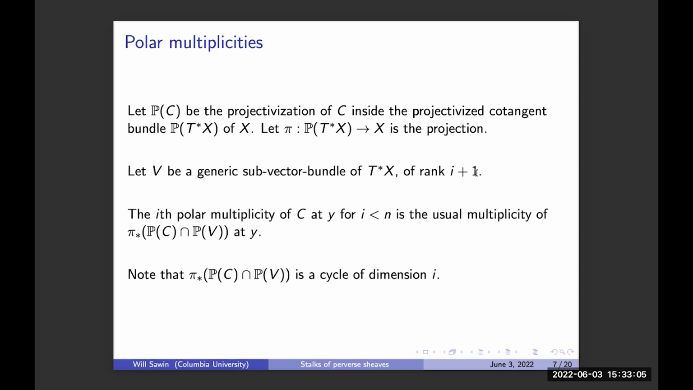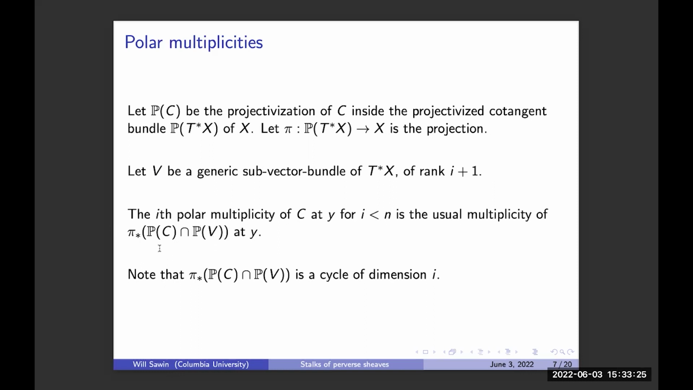Defined at least in a neighborhood of the point Y. It doesn't have to be globally defined. And we'll projectivize that sub-vector bundle. So we now get a projective space bundle of dimension I. And so we're going to intersect the projectivized cycle with the projectivized cotangent bundle and push forward down to X.